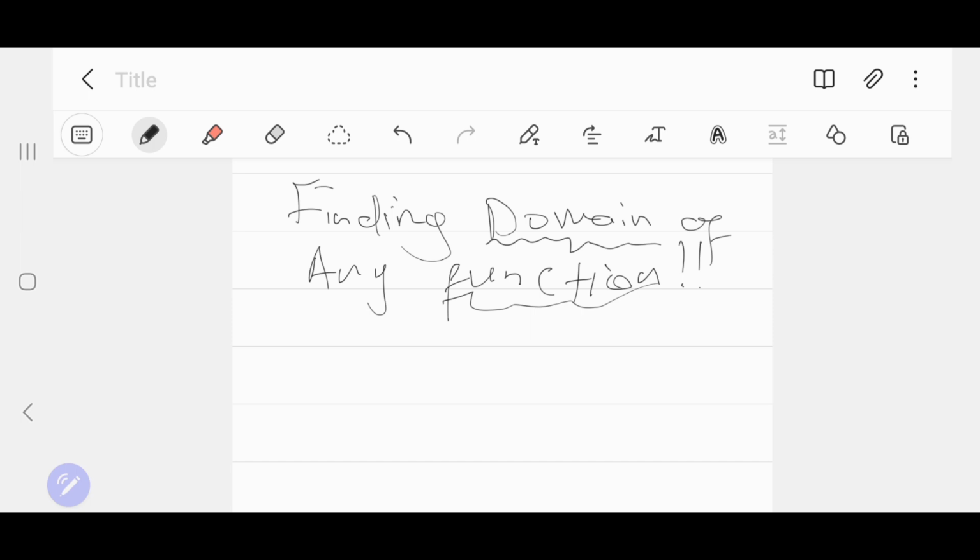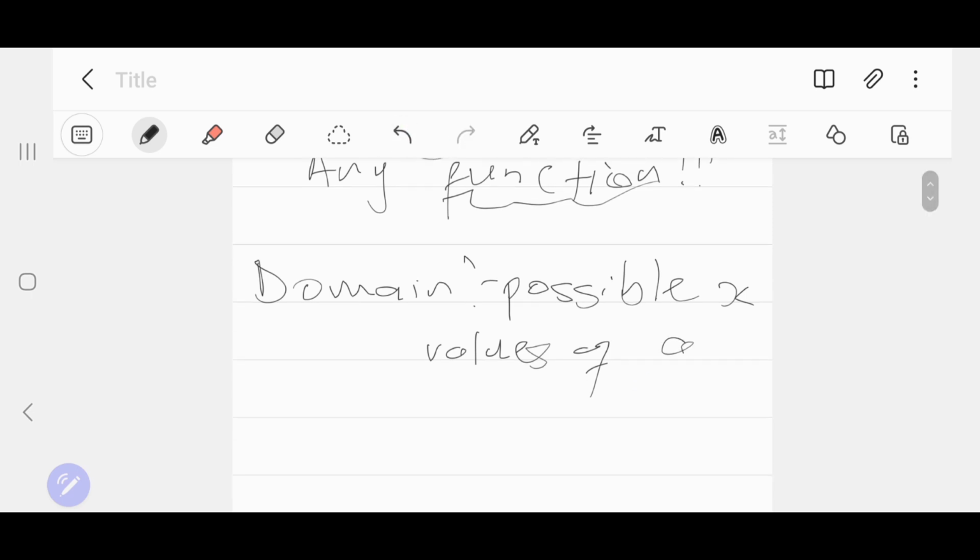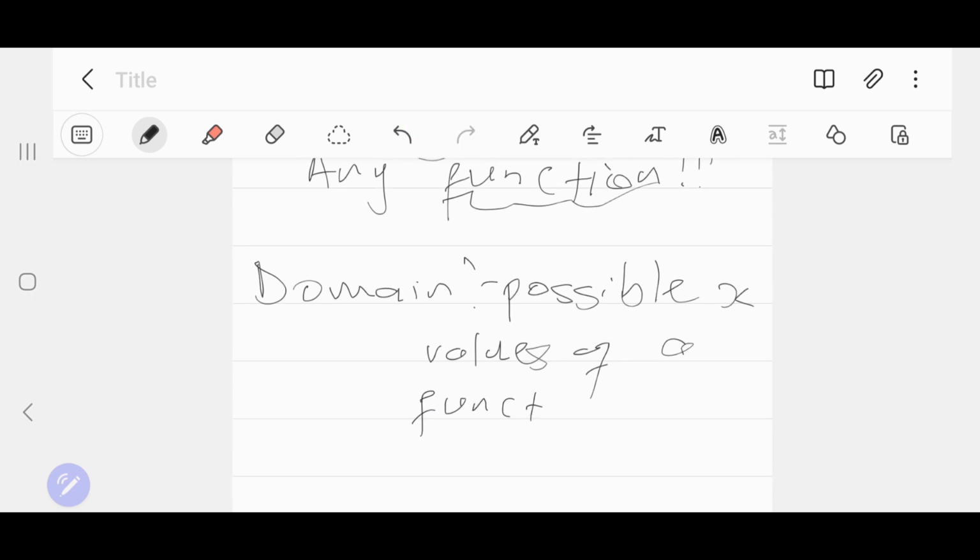So the question will be now, what do we mean when we say domain? A domain, people, what do we mean when we say the domain? The domain is all possible x values of a function, people, of a function.